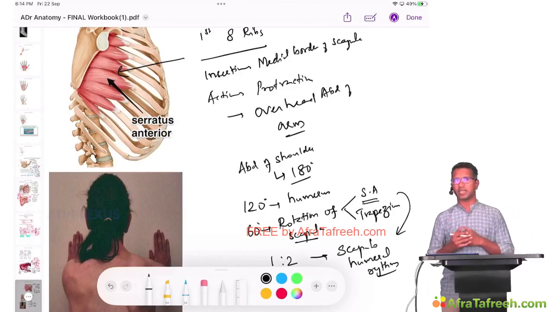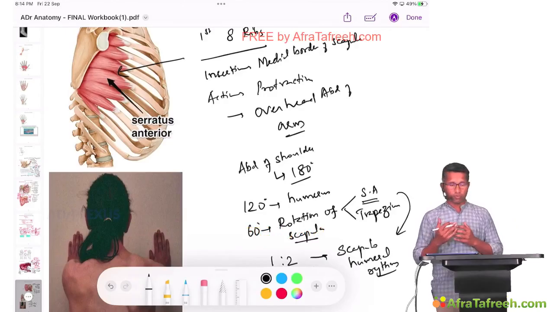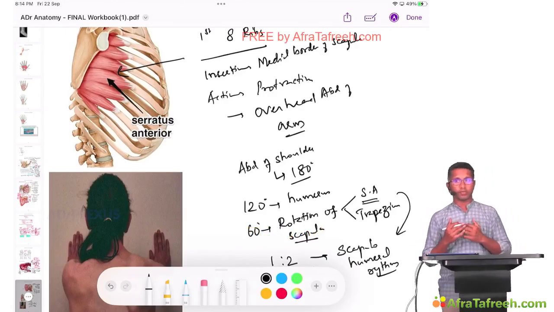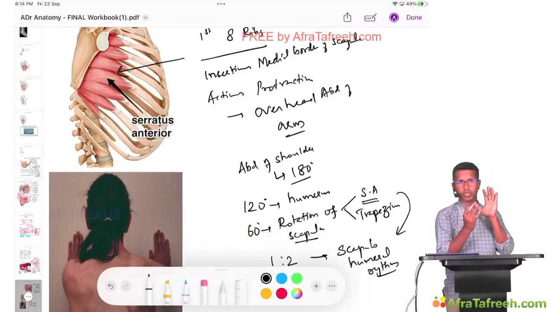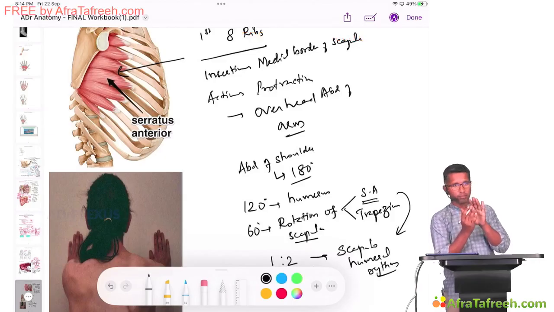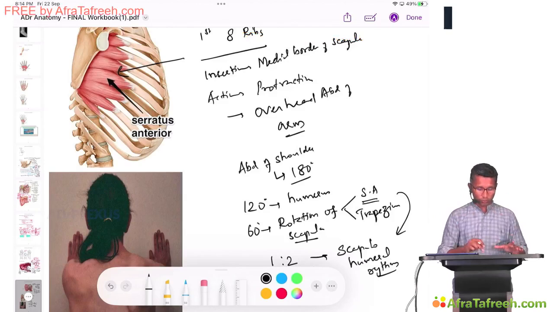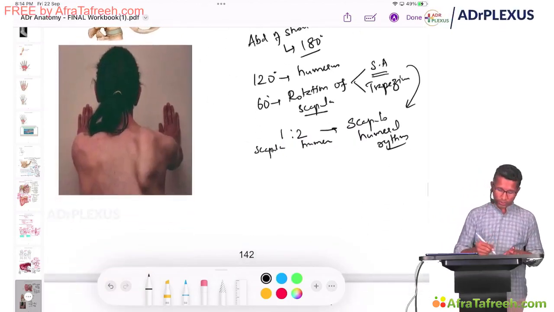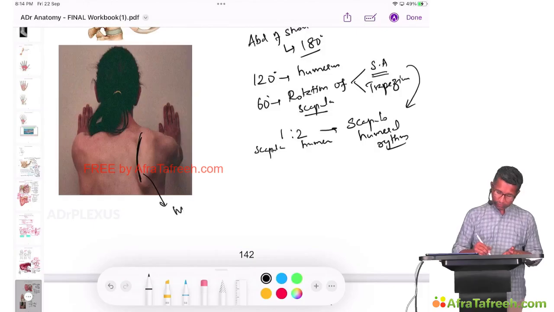Now if the serratus anterior muscle doesn't work, the medial border of the scapula cannot be kept close to the chest wall. It becomes prominent when the patient tries to push the wall like this. So this is called winging of the scapula.